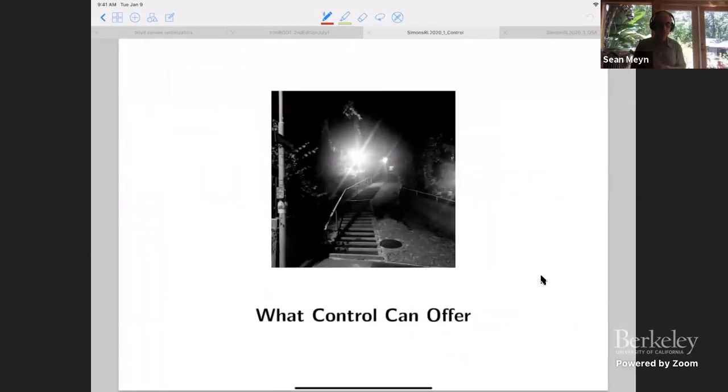All right, so what control can offer? So this was me drunk in Zurich, walking home from a party at ETH and trying to find my way home. Some of you might recognize this in Zurich, I don't know.